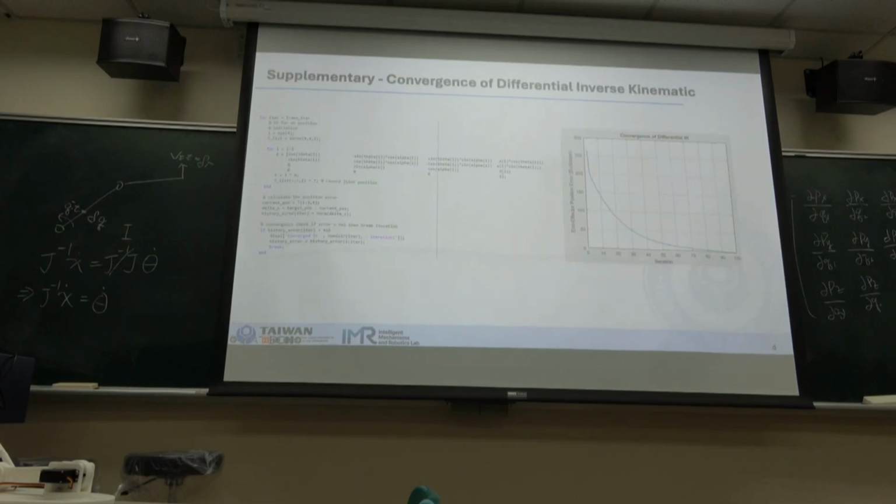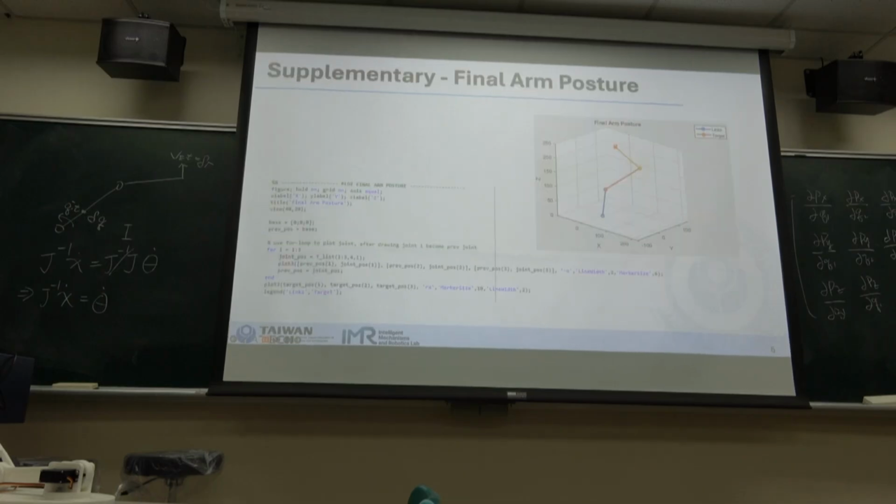In this script, we also have a convergence plot to see how the convergence goes, how the errors go. And then we will plot a final posture to see if it's correct.